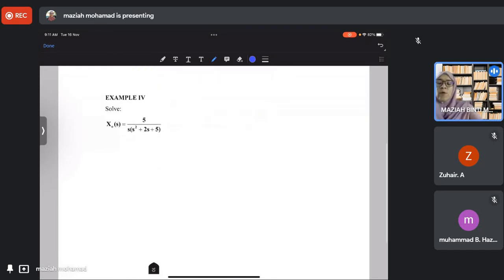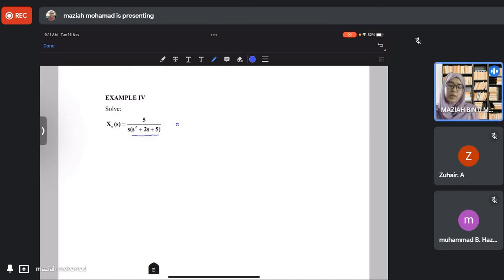Right, let's do example 4 here. For example 4, we can see that we cannot factorize this. We cannot factorize S square plus 2S plus 5. You cannot get S plus 3 or S plus 6 or S plus 10, so you cannot factorize that. Therefore, if you refer to the table, which function are you going to use? Function number 5.